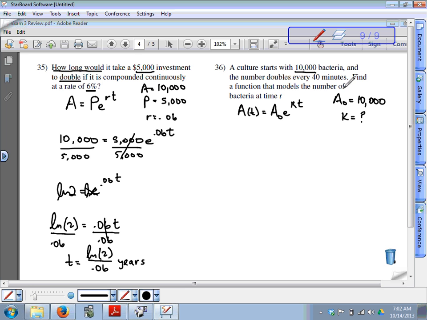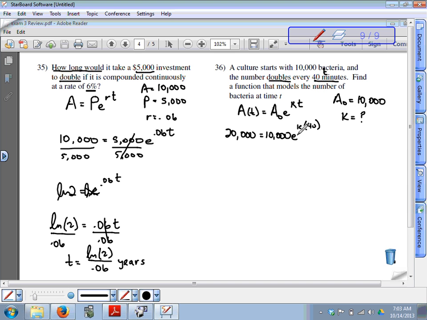Because if it wants us to find a function that models the number of bacteria at any time t, that means t can be the only unknown in the formula. So we do need to know a value of k. Now we do know that it doubles every 40 minutes. 40 minutes is a measurement of time, and doubling 10,000 would give us a future amount of 20,000 at that particular value of time. So we could say that 20,000 is equal to 10,000 times e to the k. We can plug in a 40. This is going to allow us to solve for k, which will give us a particular k value.